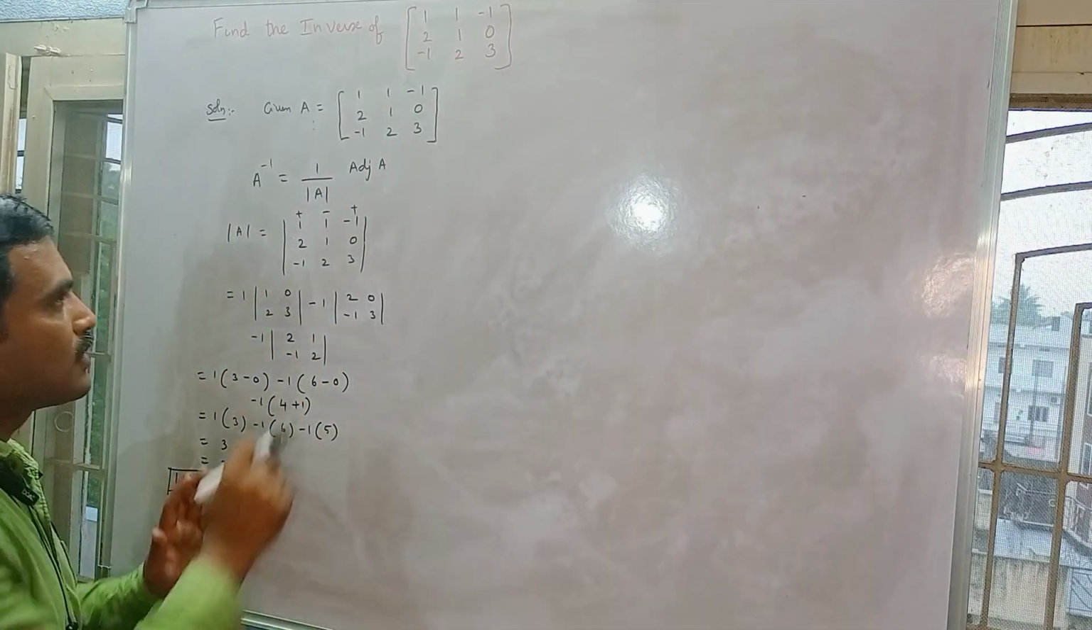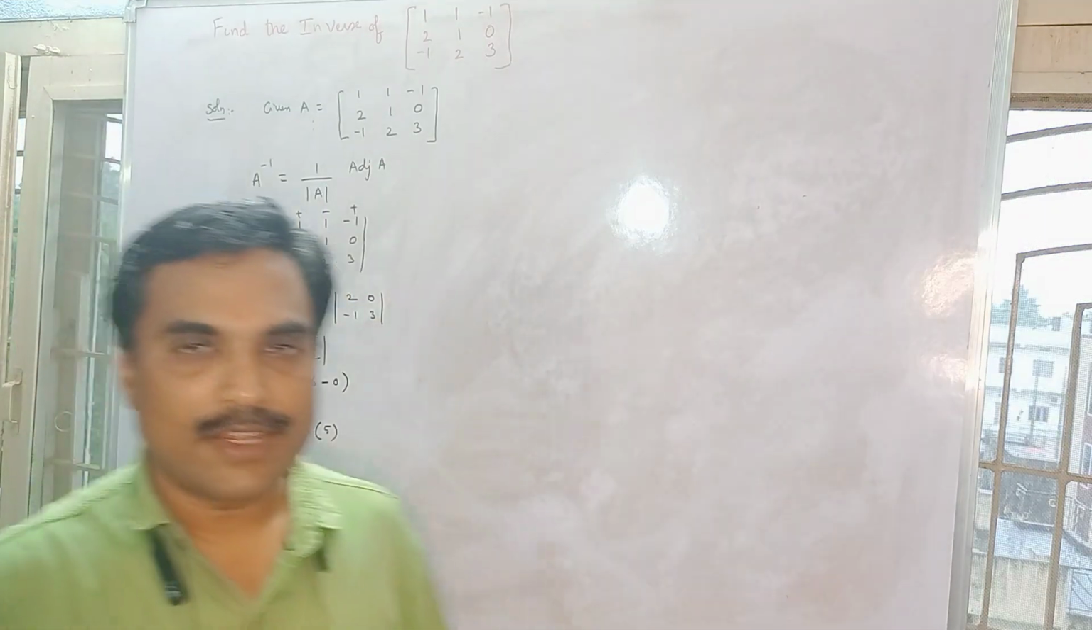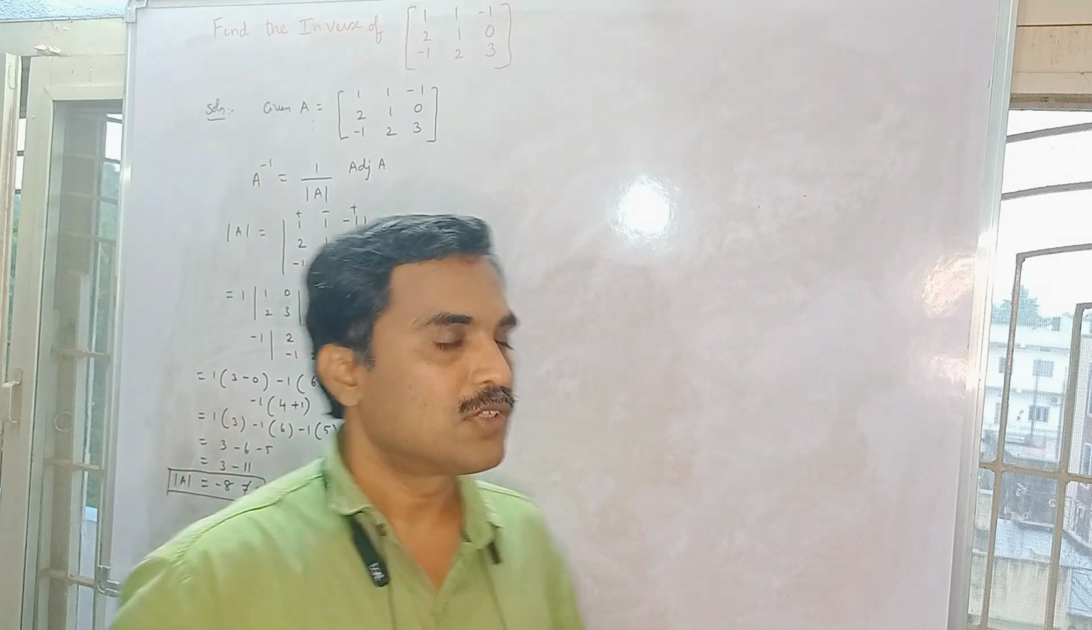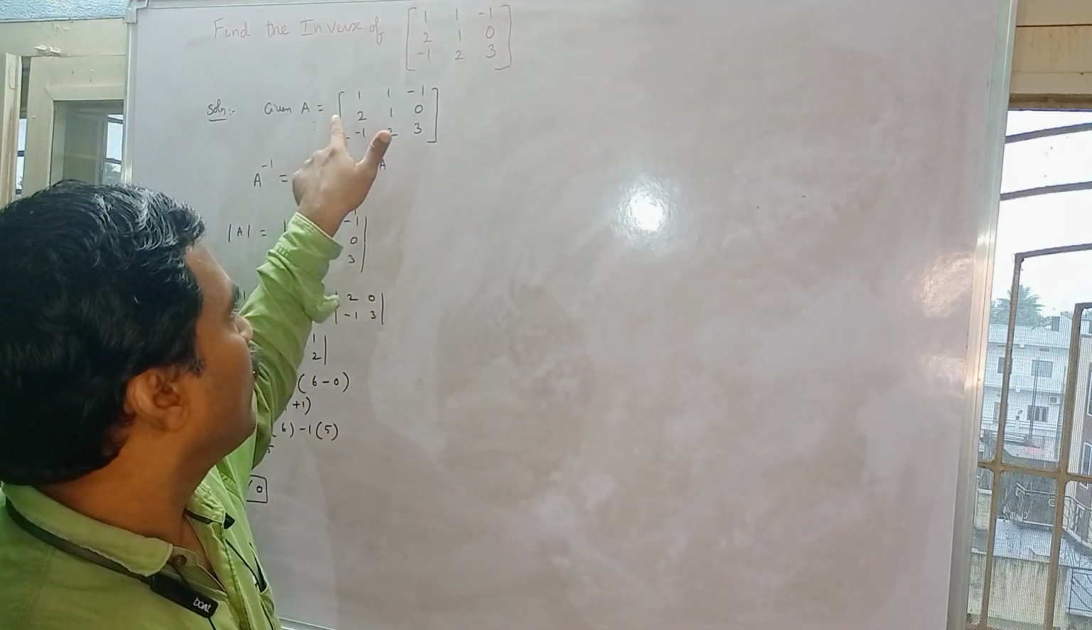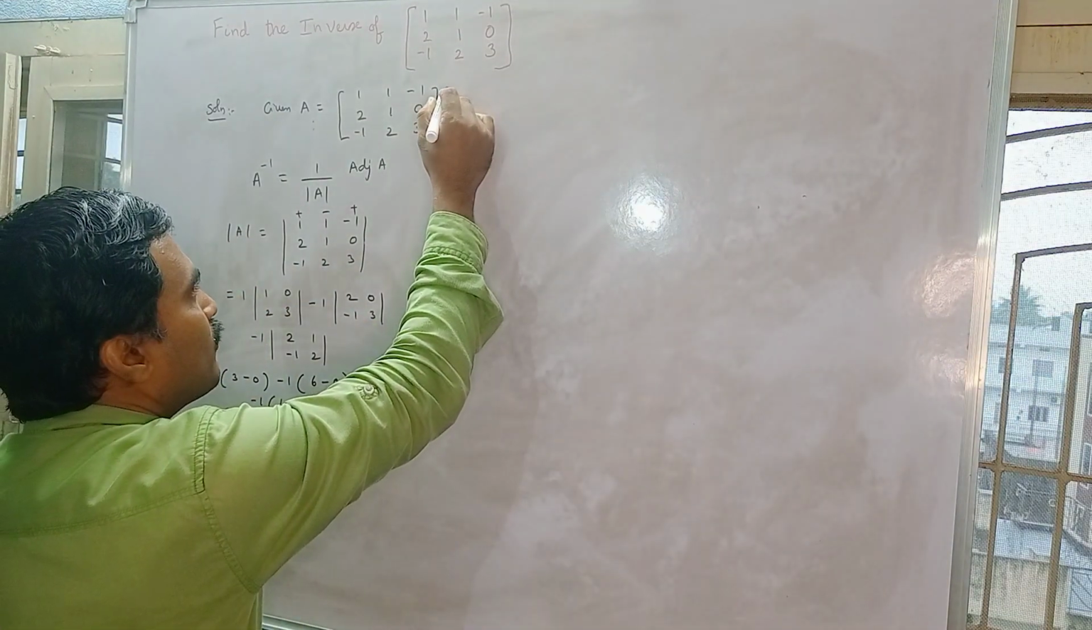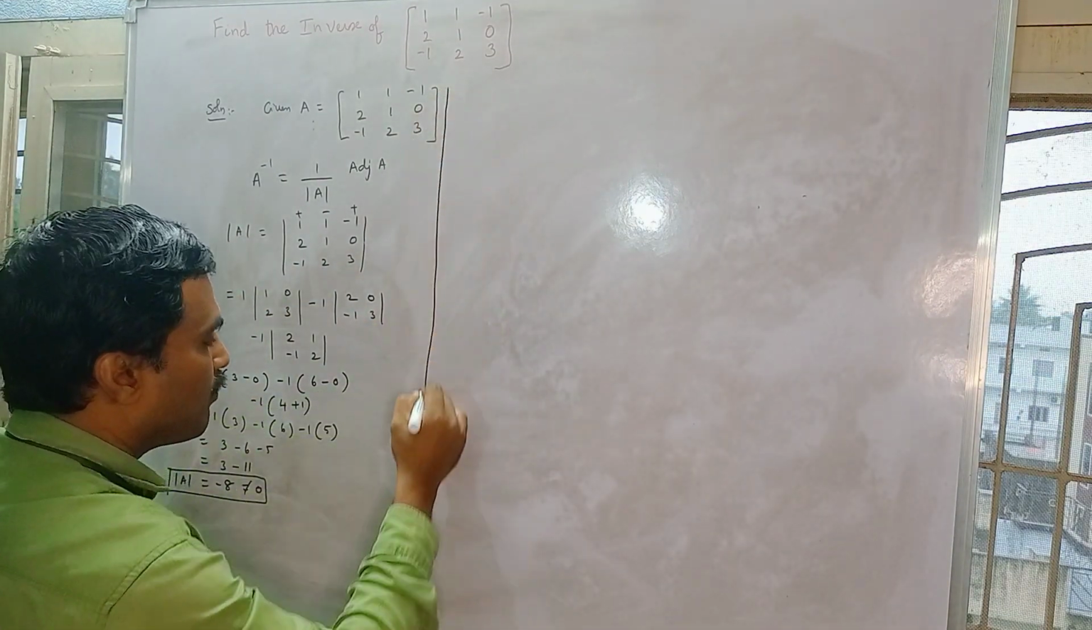Now our next task is to find adjoint A. To find adjoint A, as I told you before, you have to find the cofactor matrix. How to find the cofactor matrix? You have to find cofactors of all these 9 elements. So next we find the cofactor matrix.